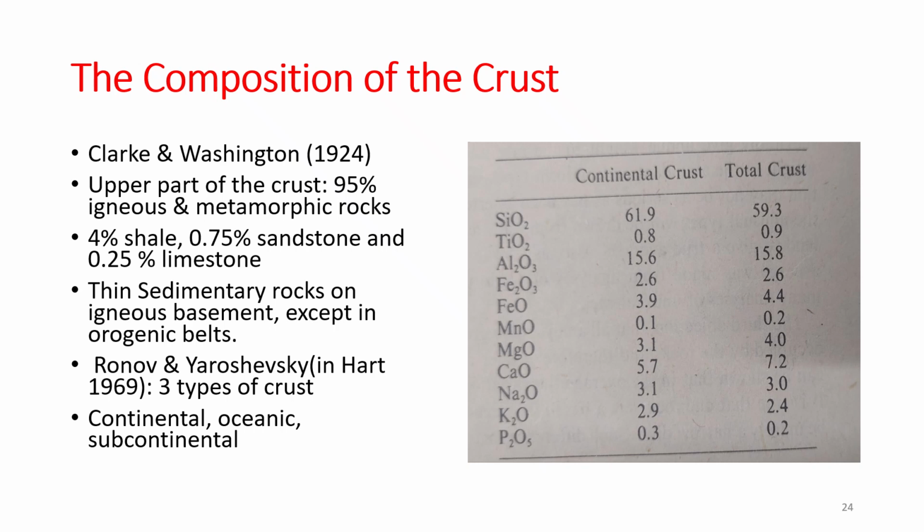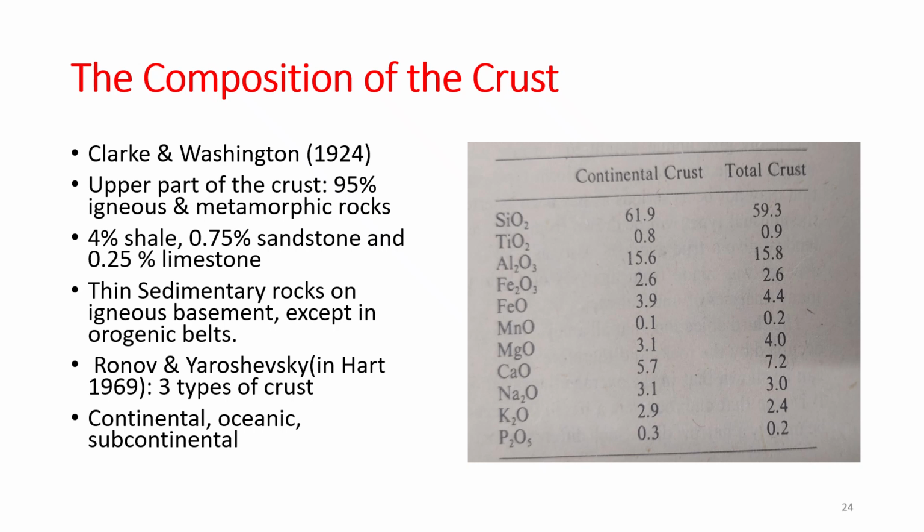So Clarke and Washington in 1924 estimated that the upper 10 miles of the crust consists of 95% igneous and metamorphic rocks, 4% shale, followed by 0.75% sandstone and 0.25% limestone. Where sedimentary rocks are present, they form a relatively thin veneer on an igneous basement, where they are locally thickened in orogenic belts.